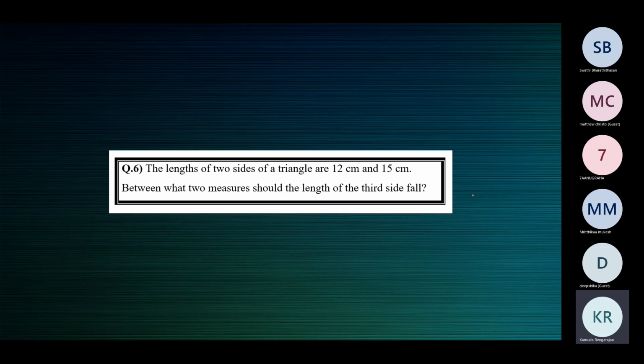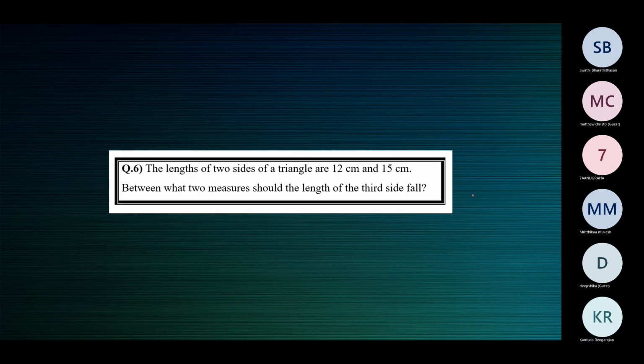The lengths of two sides of a triangle are 12 centimeters and 15 centimeters. Between what two measures should the length of the third side fall? What is the sum of the two sides? 27, ma'am. What is the difference of the two sides? 3 centimeters, ma'am. So what's the answer? Ma'am, any length which is greater than 3 centimeters and less than 27 centimeters, ma'am.